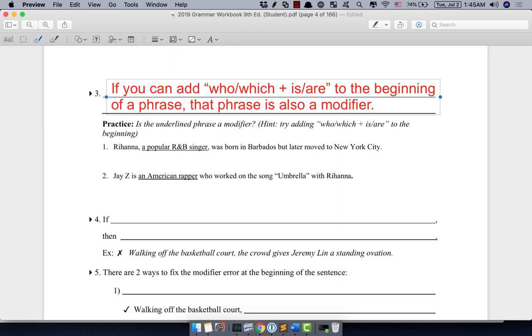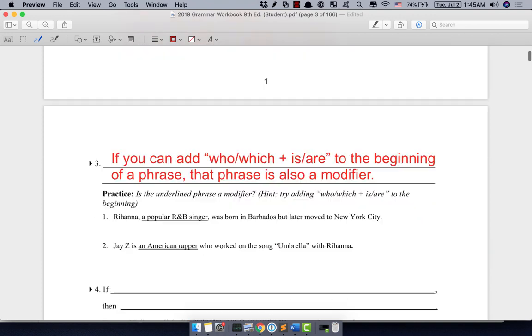If you can add who or which plus is or are to the beginning of a phrase, then that phrase is also a modifier. So here you can look at practice sentence number one. The question is, is this underlined phrase, a popular R&B singer, a modifier? According to what we learned on the previous page, a popular R&B singer is not a modifier because you start with A, and A is not one of the six modifier starters. But the point here says if you can add who or which plus is or are, and you have to add two words. The first word is who or which, you choose one. And then the second word is is or are, you choose one here. And then you just stick that before the phrase that you're checking and see if the phrase makes sense.